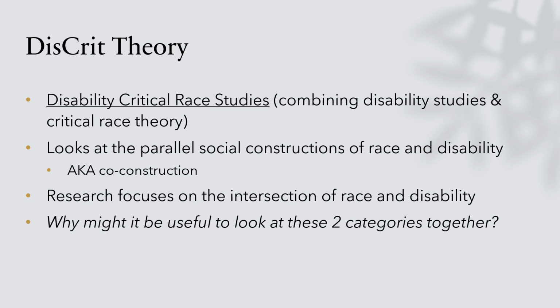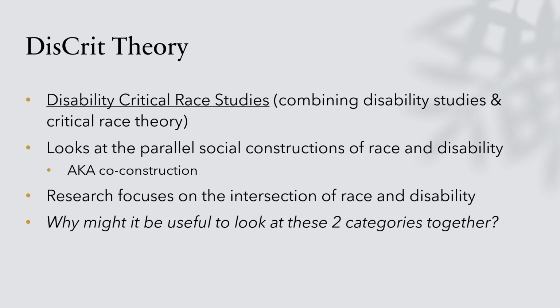I'd like to call attention now to a theory called DisCrit theory. This is really core to sociology of medicine and social health and illness. DisCrit theory is a combination of disability studies and critical race studies into one theory. So we're combining critical race theory and disability studies into one perspective that is a bit more well-rounded and complex than either of those theories alone.